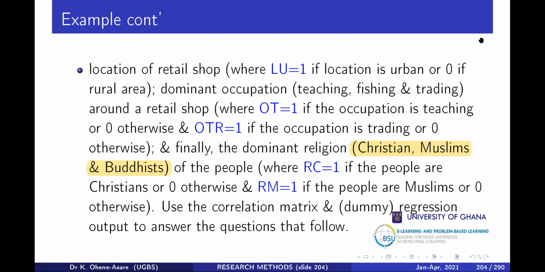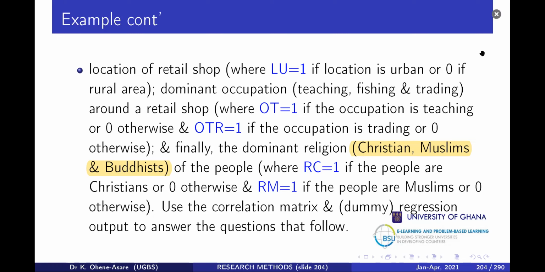Now, if you look at the occupation there, what was the reference category? What was the reference category for occupation? The answer is correct. The answer is fishing. Fishing is the reference category. Okay, so with all these in mind, now we are ready to generate a correlation.